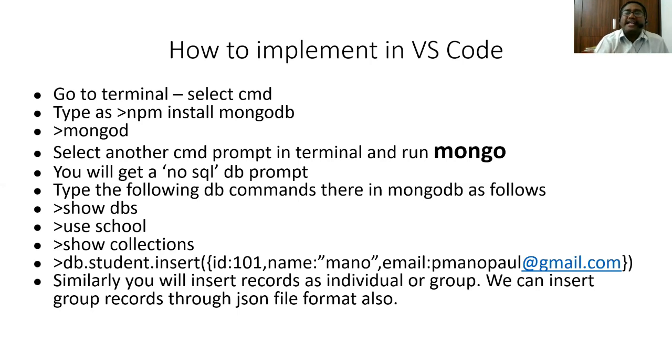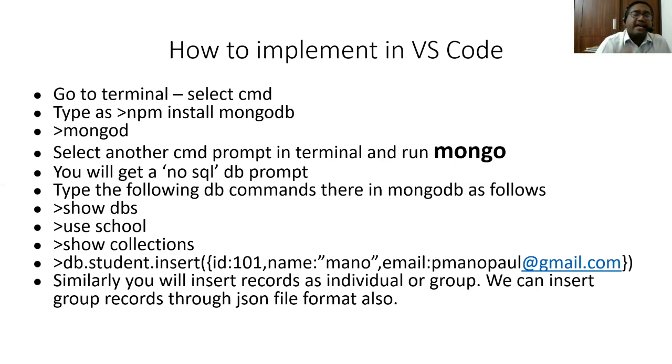You give show dbs. Instead of databases, we give dbs. In other languages it is databases; here it is dbs. Use school. That means the database name I gave is school. Show collections. I told you a collection means a table. Now, for inserting, we don't need to create anything. Directly we can do db.student.insert. That means I'm creating a table like student, inserting a value id 101, comma, name, email, etc. One record successfully inserted.